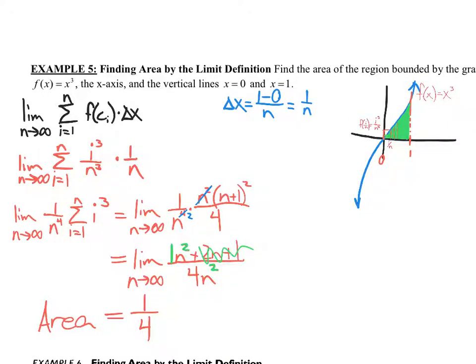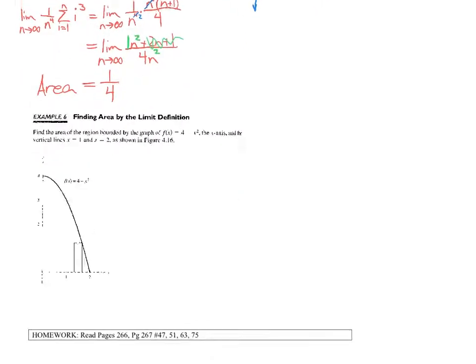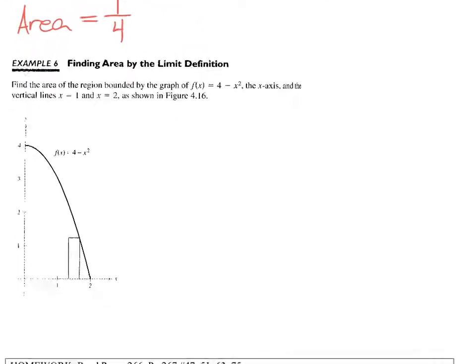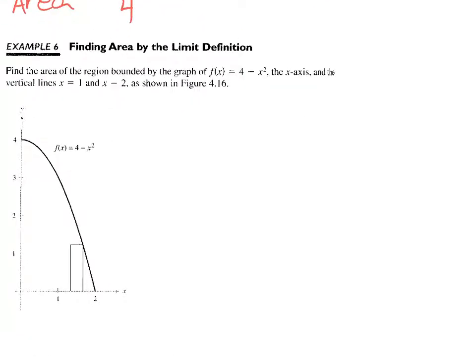Let's try one more here and take a look at what that would look like. All right, here we're given a sketch. We're finding the area of the region bounded by the graph of f of x equals 4 minus x squared, the x-axis, and the vertical lines x equals 1 and x equals 2. Now this one, when we go to find the c sub i, is going to be slightly different because the previous one was starting from 0. This one's starting from 1.